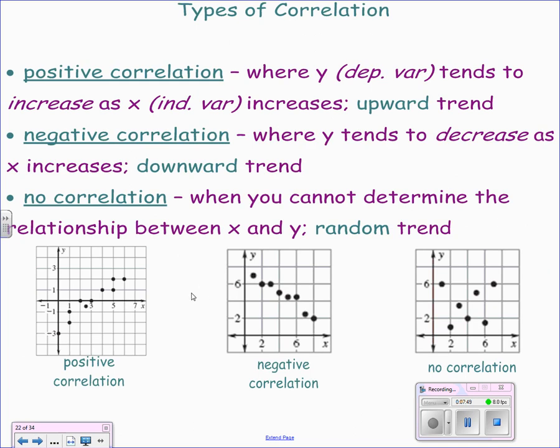So there's 3 types of correlation: positive correlation, negative correlation, or no correlation. Positive correlation is where the y, or the dependent variable, tends to increase as x increases from left to right. So there's an upward trend. So as you can see on the graph of the positive correlation, all the dots appear to be going upwards as I move from left to right.